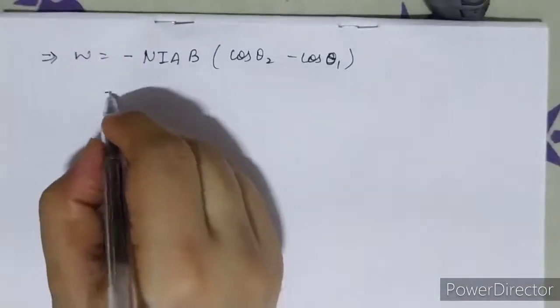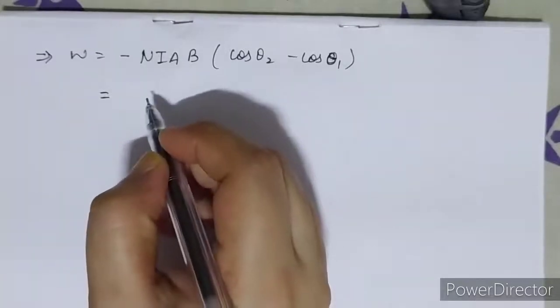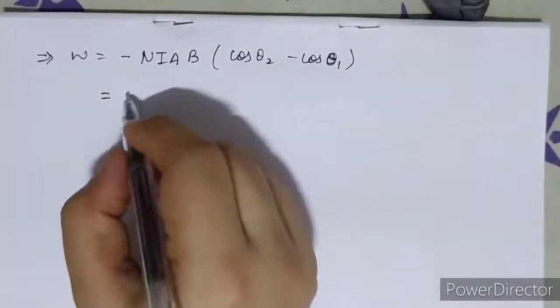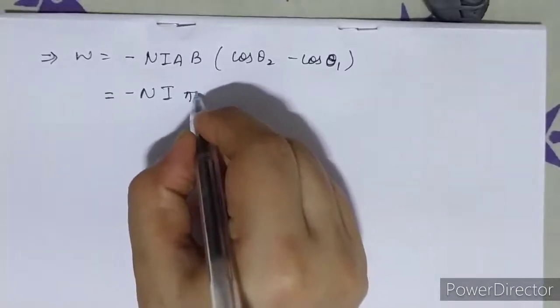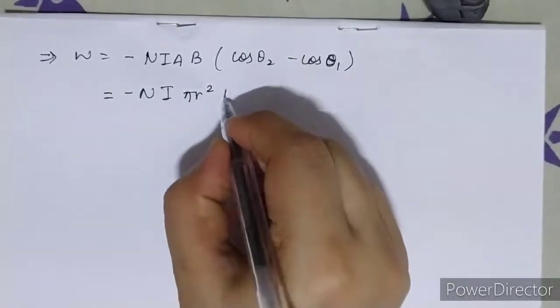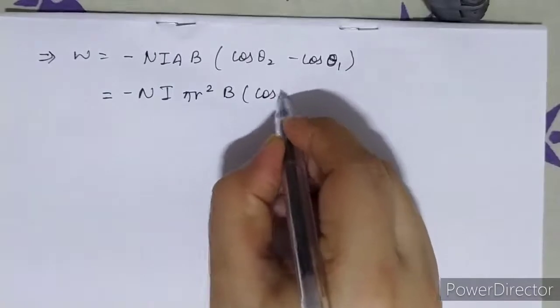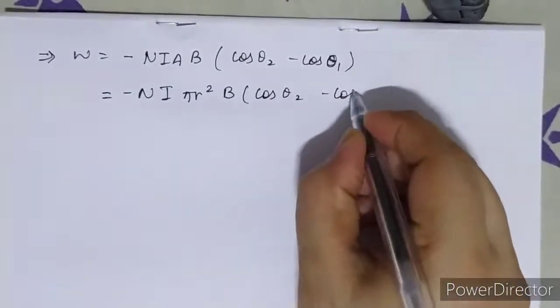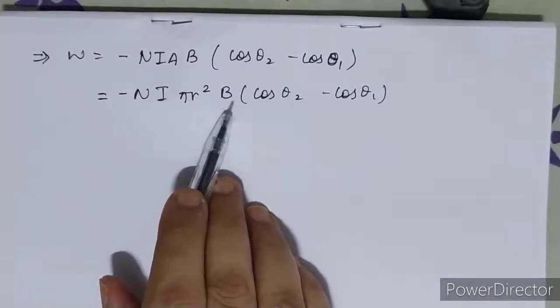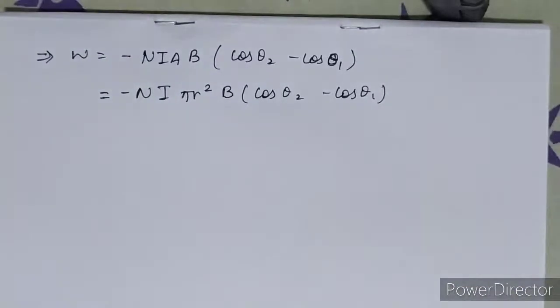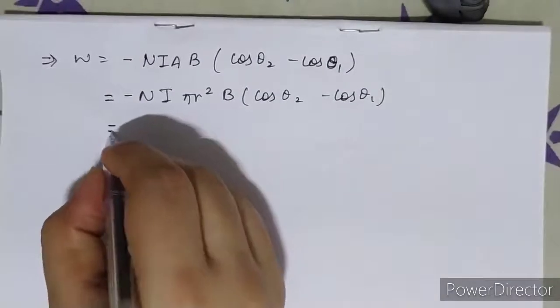Now area is not directly given, so we have to apply the formula for the circular coil, that is pi r square B cos theta 2 minus cos theta 1. Now the number of turns, current, radius, magnetic field, and the angle values have already been given in the question. Simply we have to put the values.